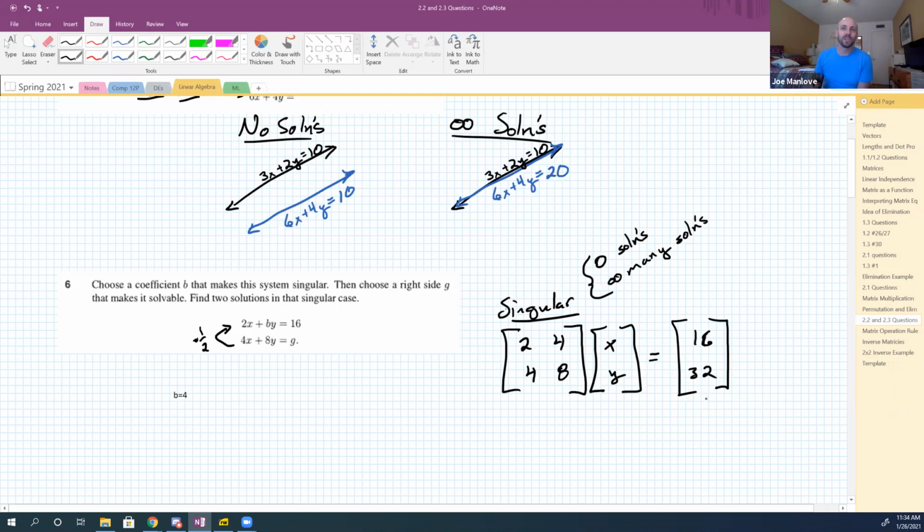Now, what is some solution? This isn't asked in the... Oh, no, it is asked in the problem. I need to find two solutions in that singular case. So I need what is a solution? How do I find a solution?